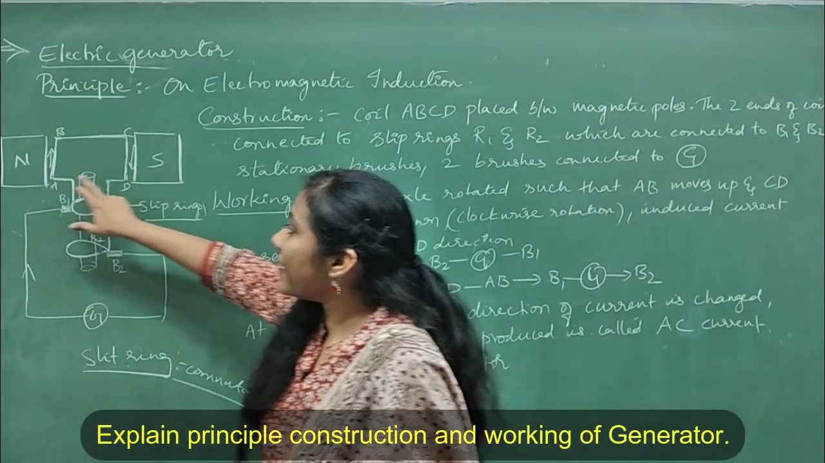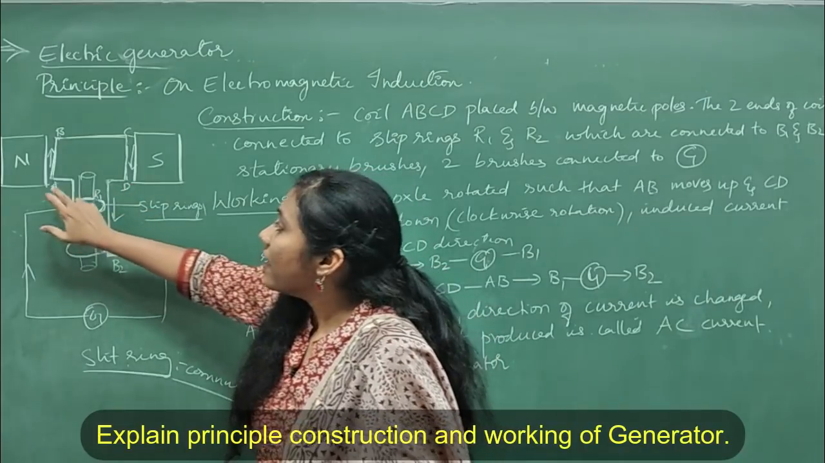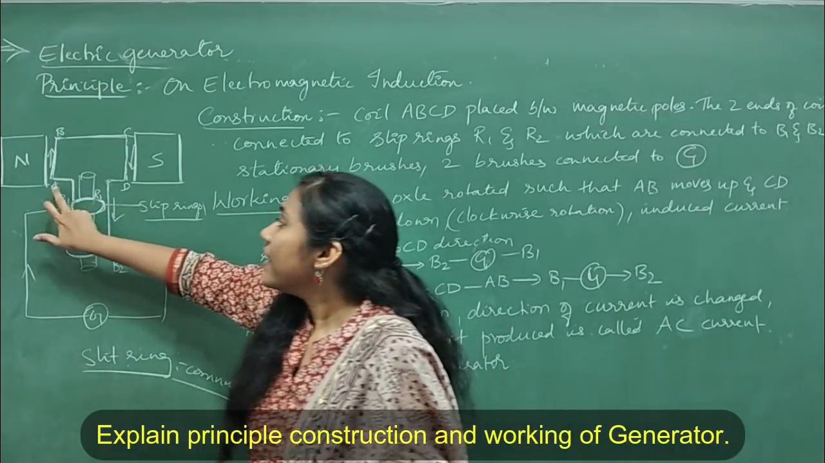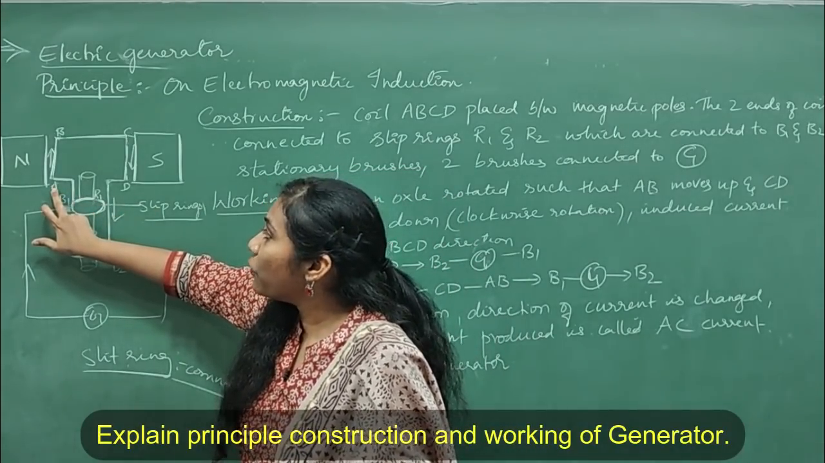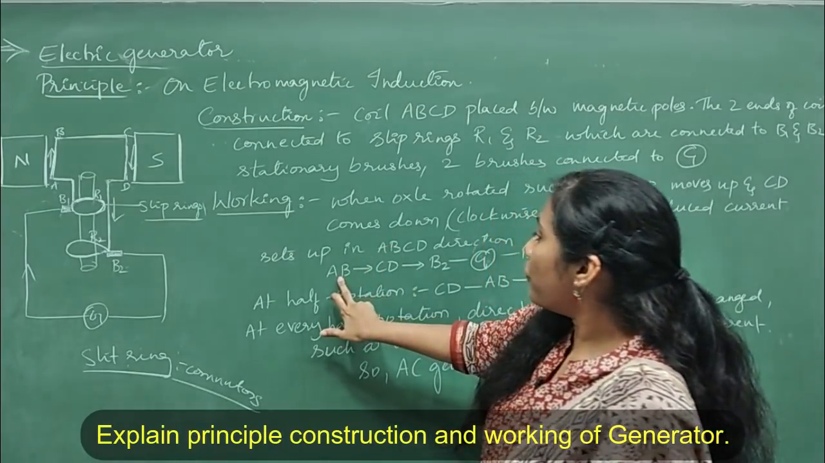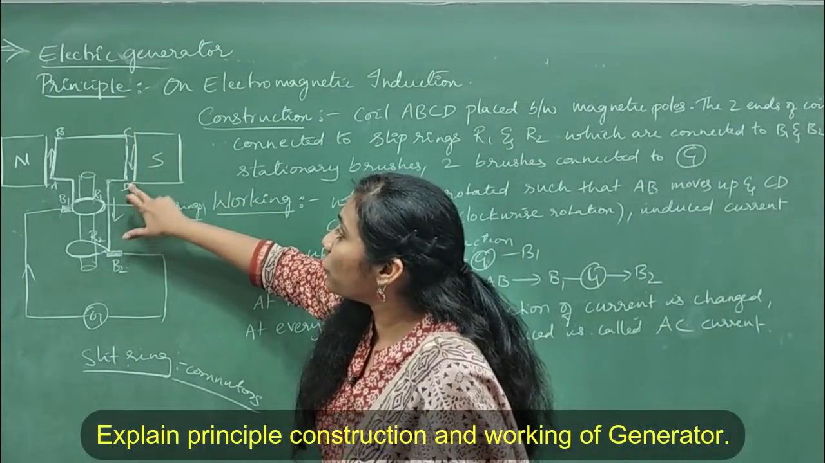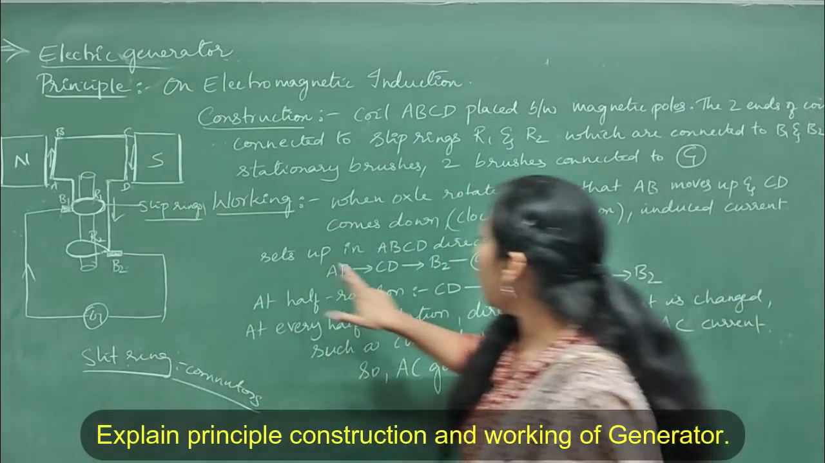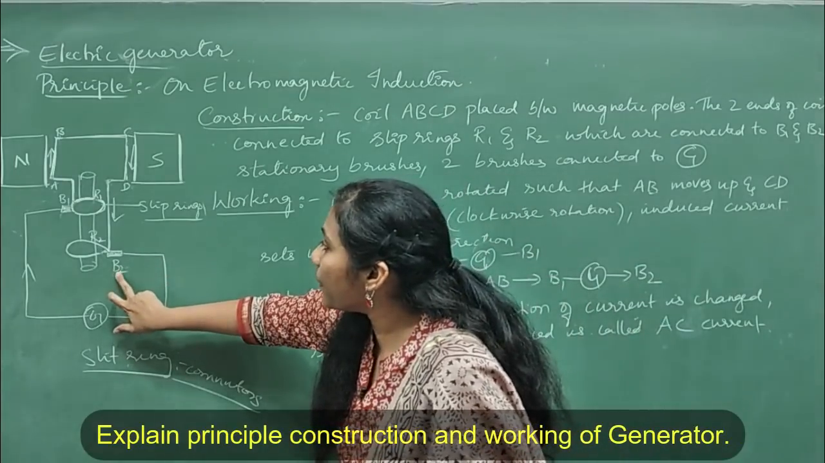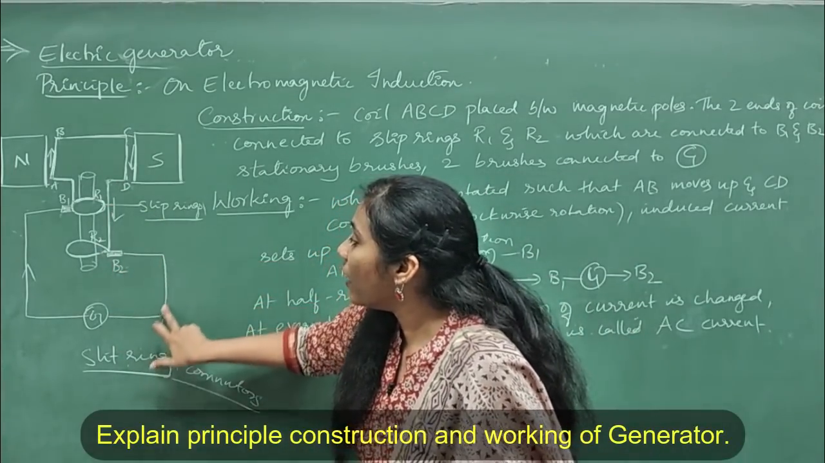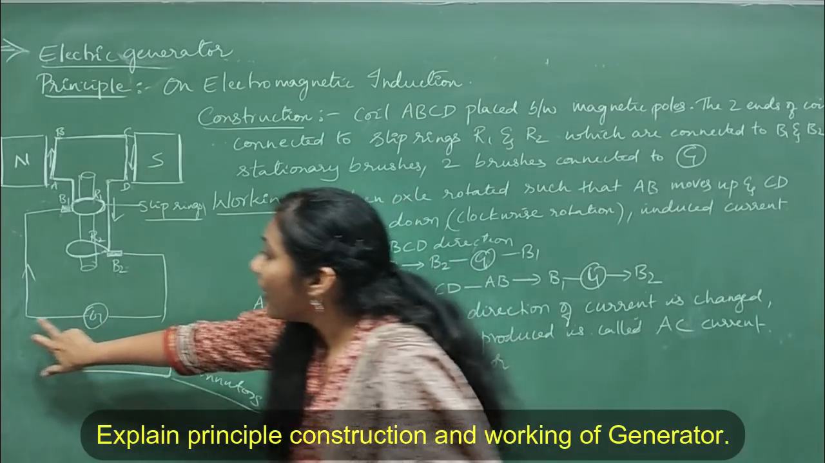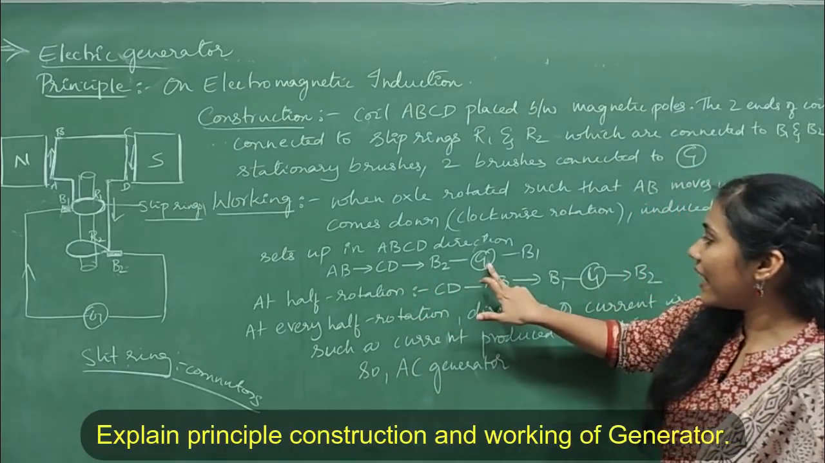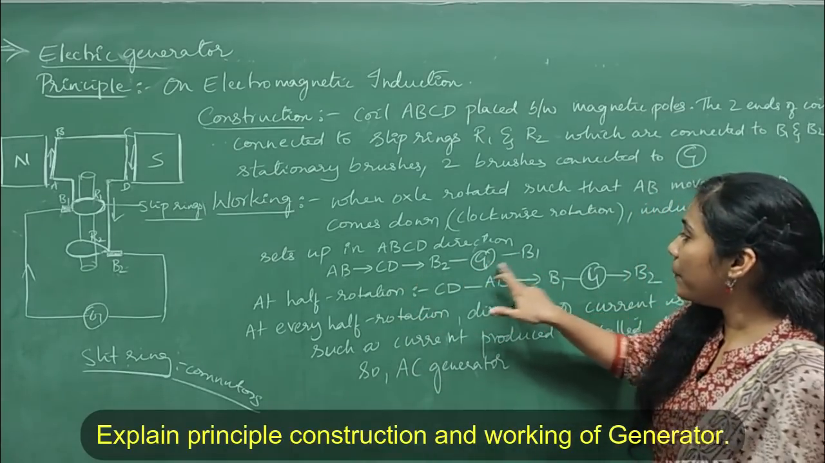So how is the current direction? The current direction is also clockwise. When the coil is moving clockwise, the current direction is also clockwise. The current is produced and moves from AB, then comes down to CD, and the CD side is connected to slip ring R2. R2 is connected to B2, so the current comes to B2, goes through the galvanometer, and returns to B1 and then AB. So the path is AB, CD, B2, galvanometer, B1.